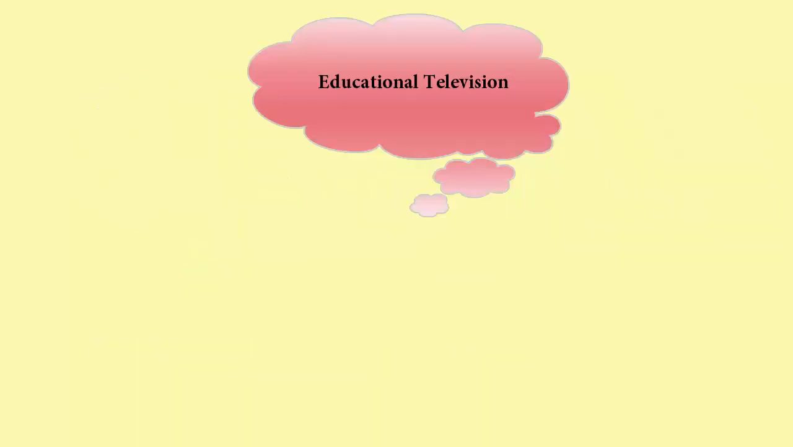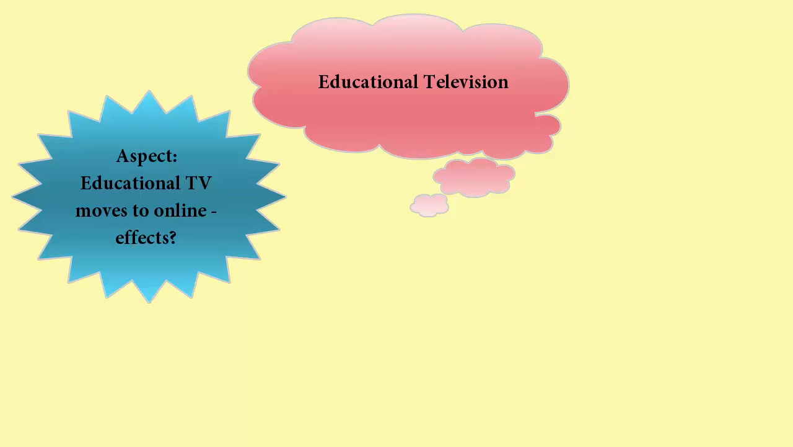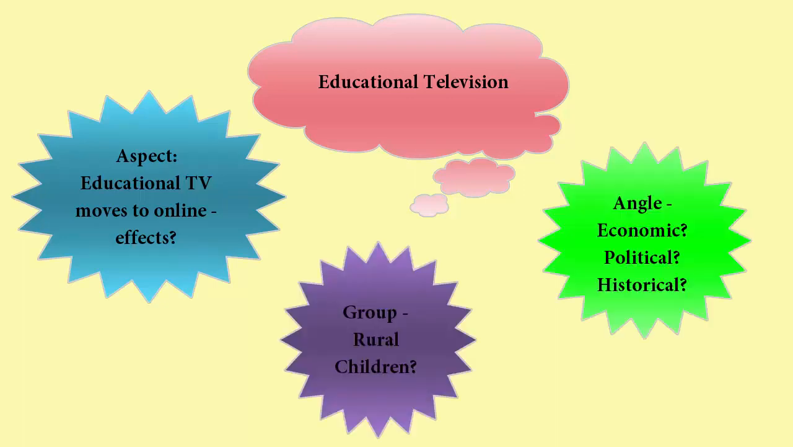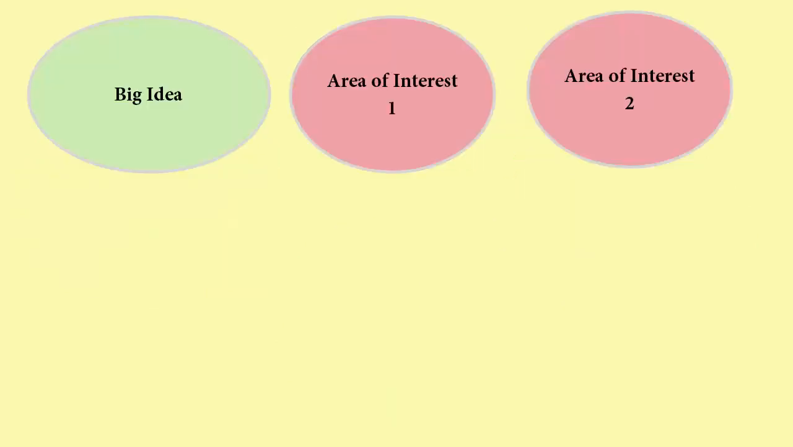You can narrow your topic by identifying areas of interest within it. For instance, an aspect of your topic, a group affected by your topic, or an angle to look at your topic from. Some of these areas of interest may be population group.